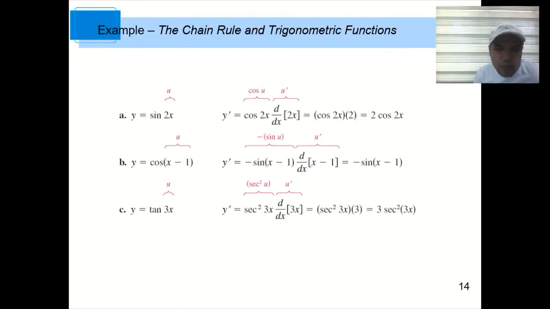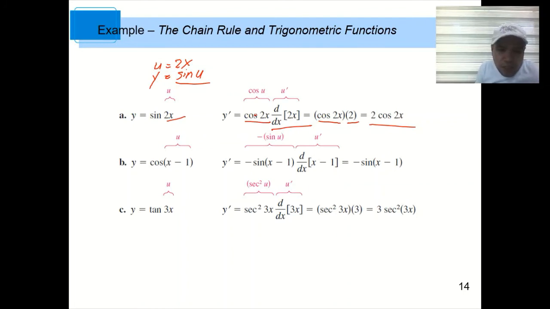Okay, so example, y is equal to sine 2x. Our inner function is 2x, then our outer function should be, so u natin is 2x, and y, or the outer function, is sine u. So from that one, sine u will become cosine u, or cosine 2x, times the derivative of 2x, which will become 2. So cosine 2x times 2, and that will become 2 cosine 2x.